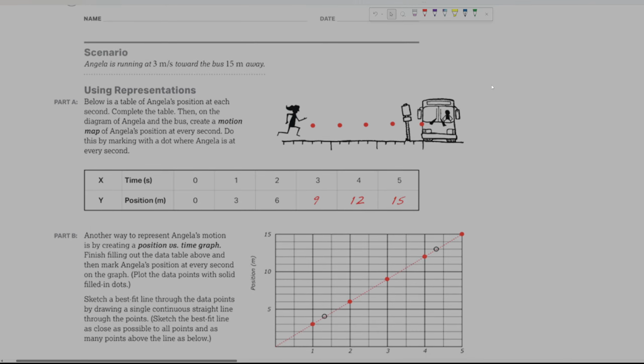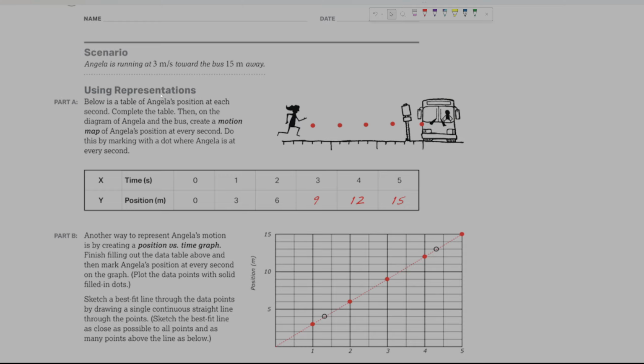So in this scenario, remember, always read the scenarios very carefully, even if they're short, especially if they're short. Angela is running at 3 meters per second toward the bus that is 15 meters away. So here she is again. We've seen her in Workbook 1A. She is running toward the bus. It's still 15 meters away, just like it was before. And part A says we're using representations.